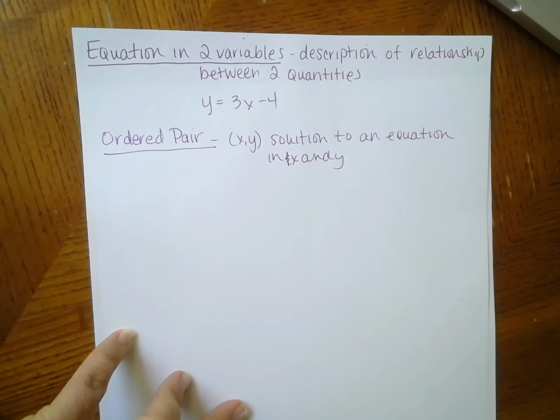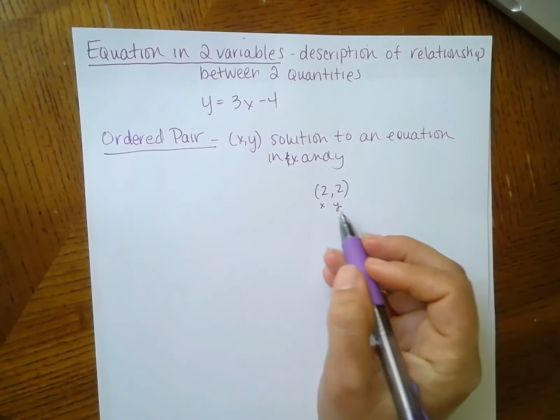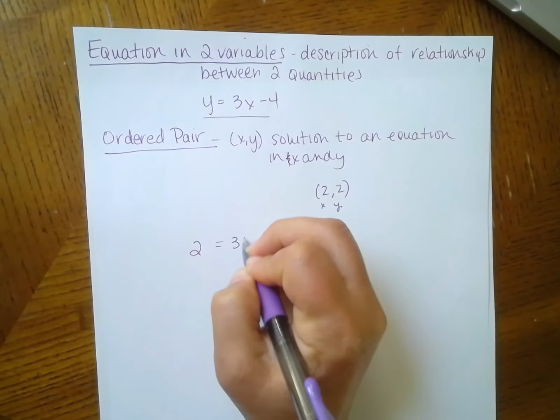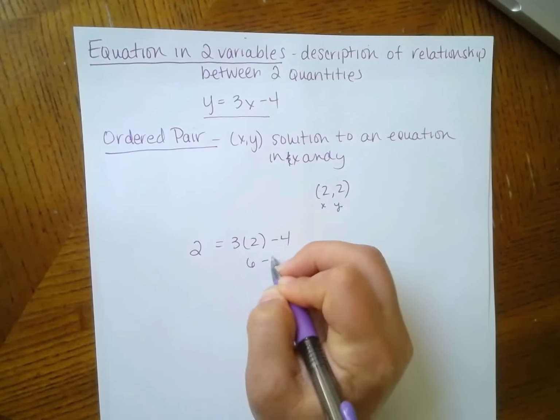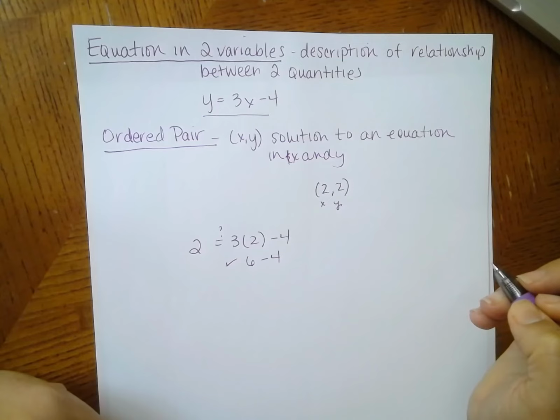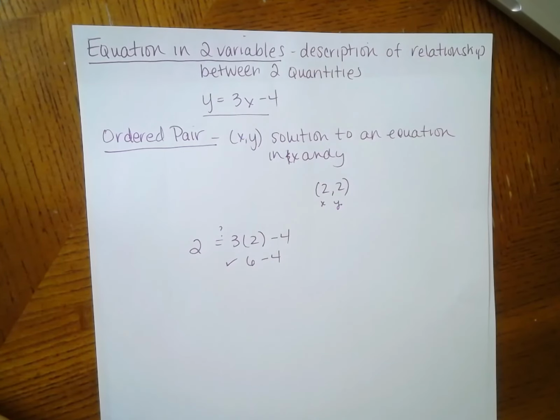Right, so an ordered pair in xy is a solution to an equation in x and y. And so basically an ordered pair is just a set of numbers that makes the statement true. So for instance, if I look at the ordered pair 2, 2, so again, x is always first, y is the second coordinate. If I check this out and I put this into my function here, I have 2 for y is equal to 3 times 2 minus 4. And since this is 6 minus 4 over here, this makes this a true statement. So that means that 2, 2 is a solution to the equation y equals 3x minus 4. So it's an ordered pair that makes the statement true.